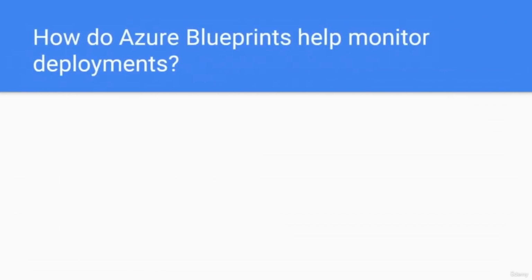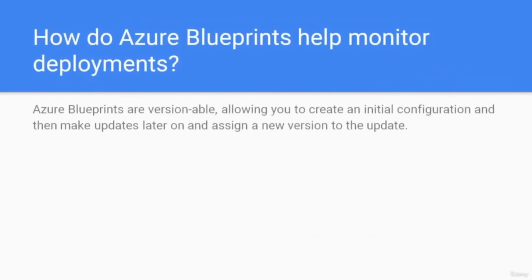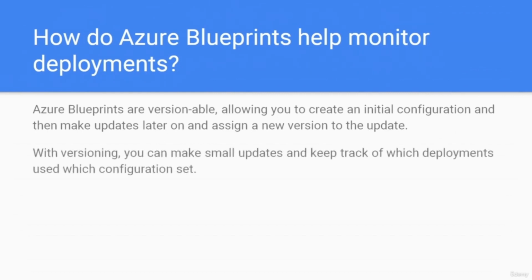How do Azure Blueprints help monitor deployment? Azure Blueprints are versionable, allowing you to create an initial configuration and then make updates later on and assign a new version to the update. With versioning, you can make small updates and keep track of which deployments used which configuration set.